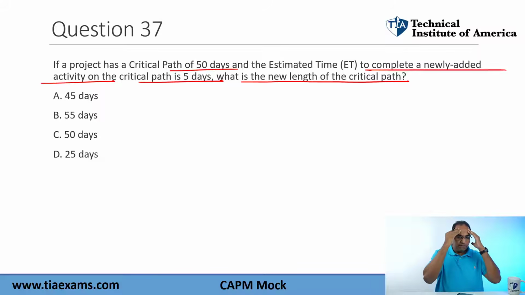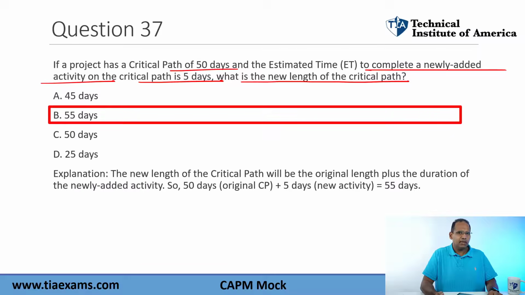You got a critical path of 50 days. If you take an activity that's 5 days in length and you add it to the critical path, and it is a critical path activity, what happens? Did you say it increases the project by that many days? Because if you said that, you're absolutely right.